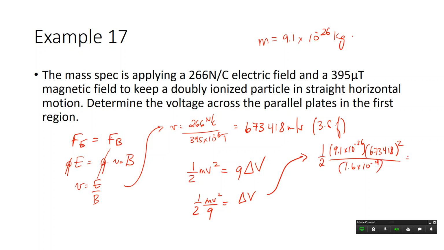Can someone give me an answer for delta V? Should be a big-ish number. How much? Ooh, that's big. 204,000. No, I just made up the numbers, so I have no idea. How many sig figs? Ah, you're right. So I forgot to do the multiplied by 2. Oh, does that change your answer, Gabriel?